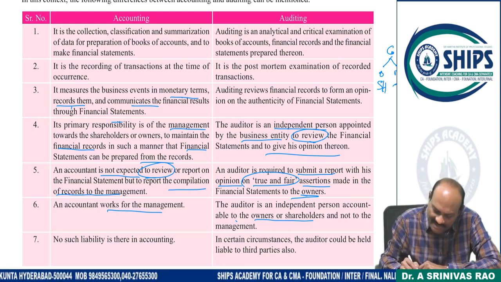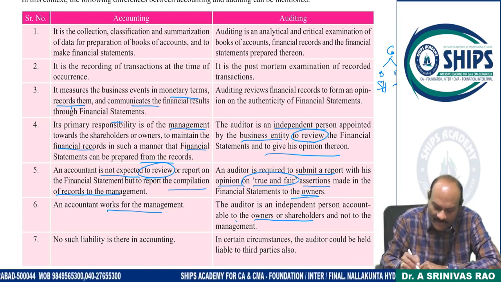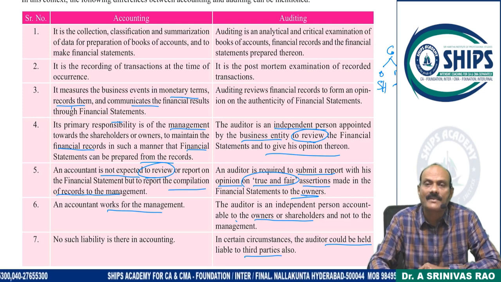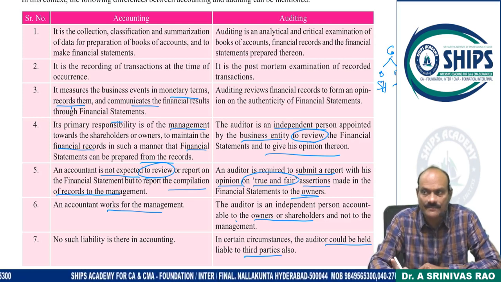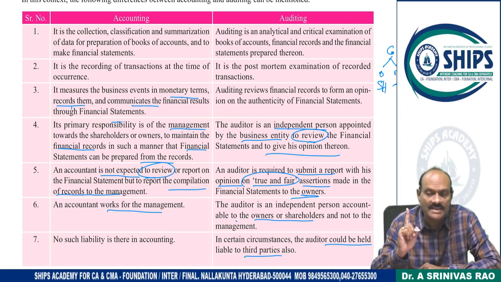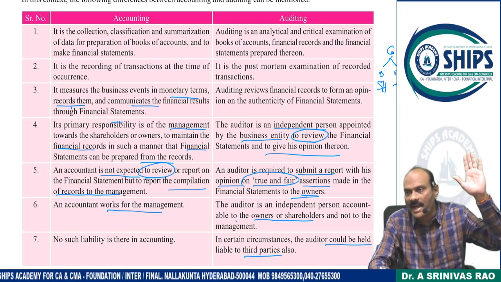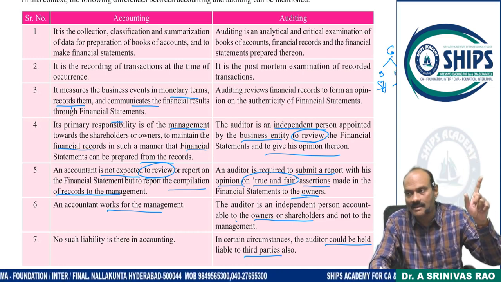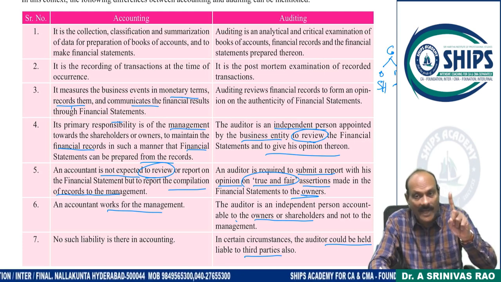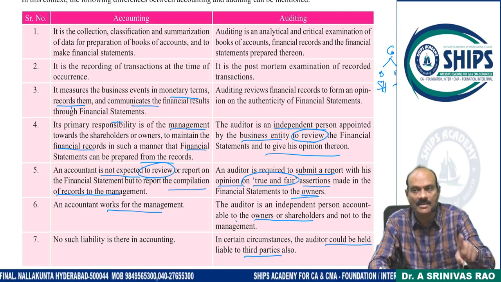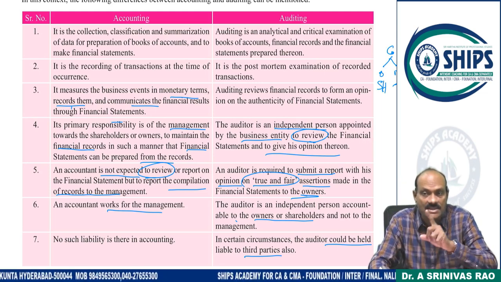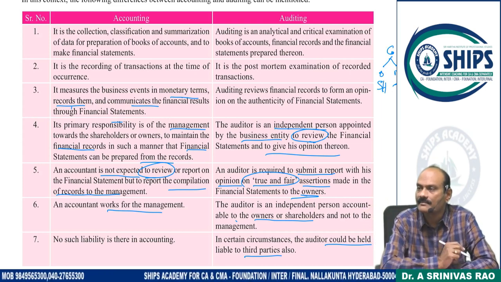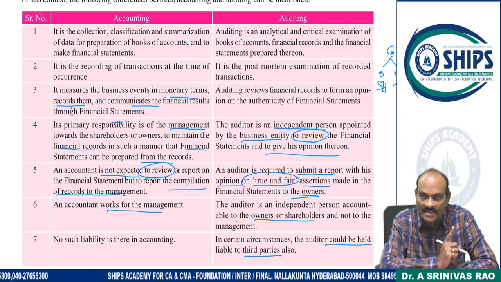And finally, in certain circumstances, the auditor could be held liable to a third party. Example: based on the auditor's report, statement, or certification, a bank or financial institution has given a loan. Later, the bank came to know the certificate given by the auditor was a fake, falsified certificate. The auditor is guilty. He is also prosecutable. Necessary action can be taken against him.